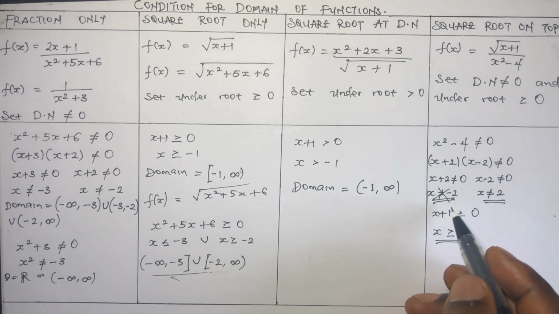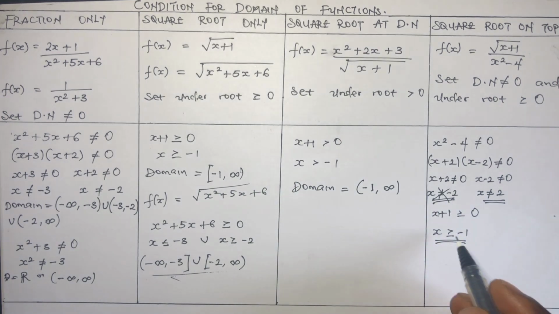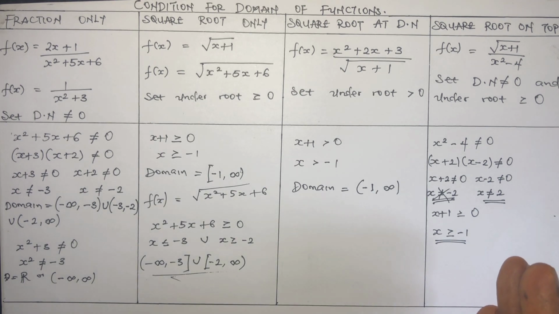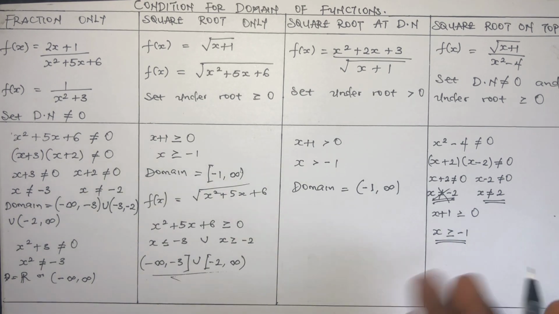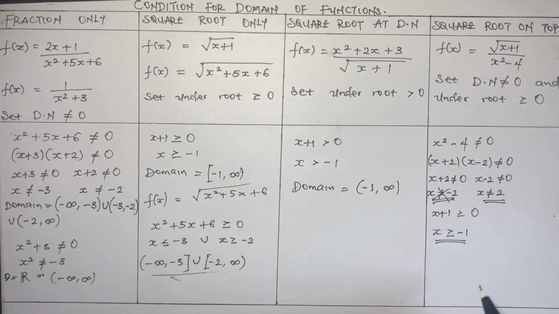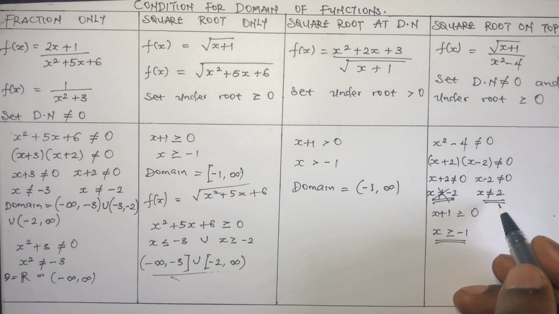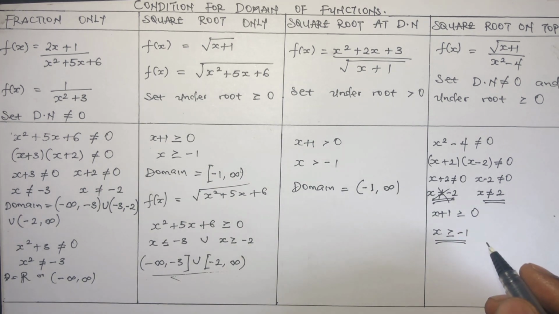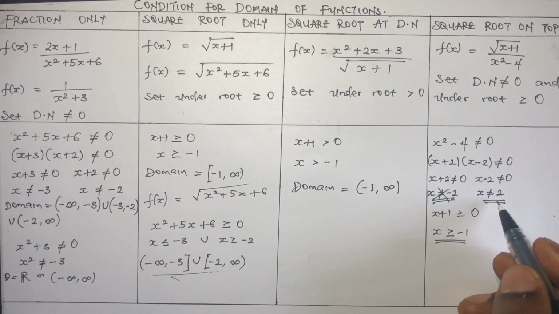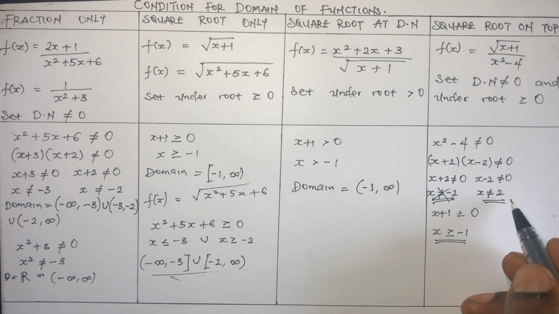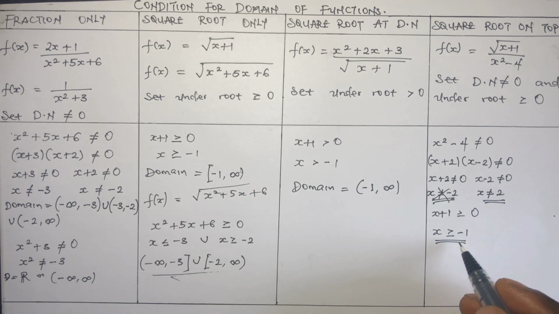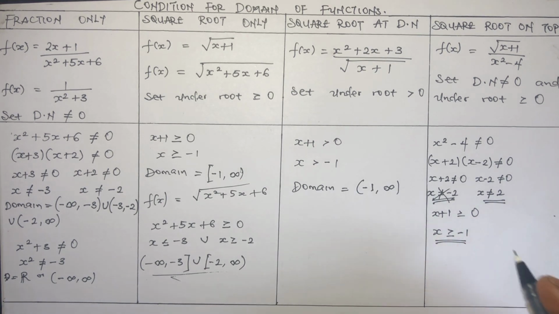Exactly what this is telling us already supersedes this, so that's why we need to take this out. Now what this means is that x should not be equal to 2, positive 2, sorry, and x should be greater than or equal to negative 1.